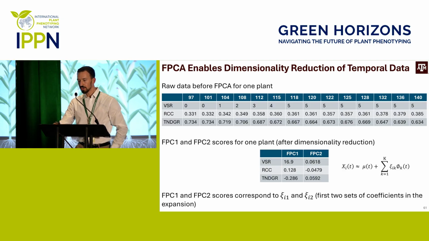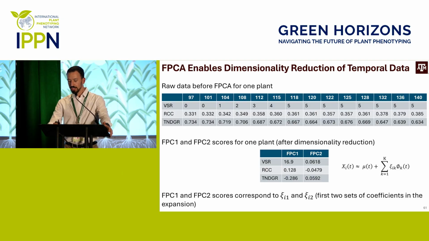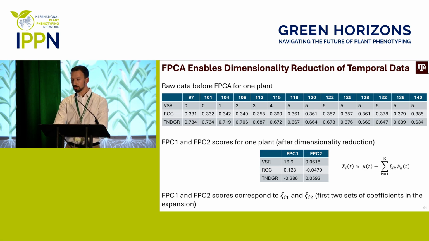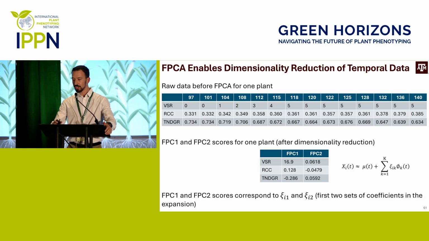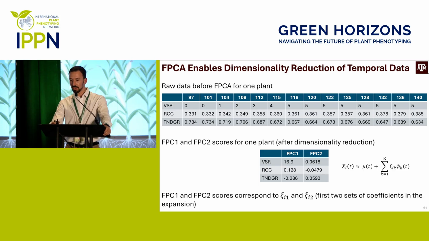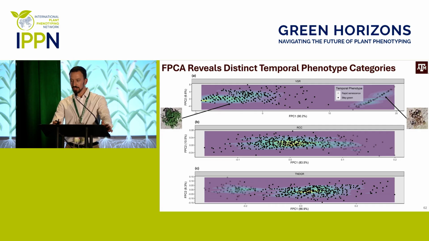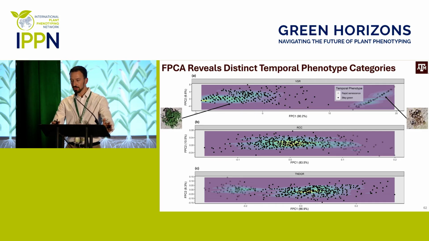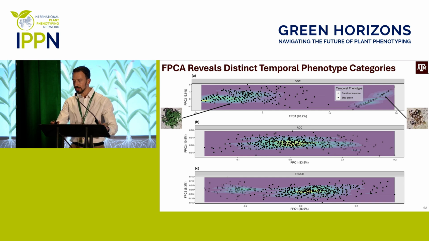And if you'll notice, FPC1, regardless of the metric, is a few orders of magnitude greater than FPC2. And the reason for that is it explains the vast majority of the temporal variation. So if you look, FPC1 for the visual score is explaining 90.2% of the variation, and then it moves down to 83.5%, and then 87% for TNDGR. So regardless of the metric that we're using, we can essentially categorize the senescence trajectories into temporal categories by basically sliding along the x-axis on FPC1. We can obtain plants that are undergoing a stay green phenotype or senescing rapidly.